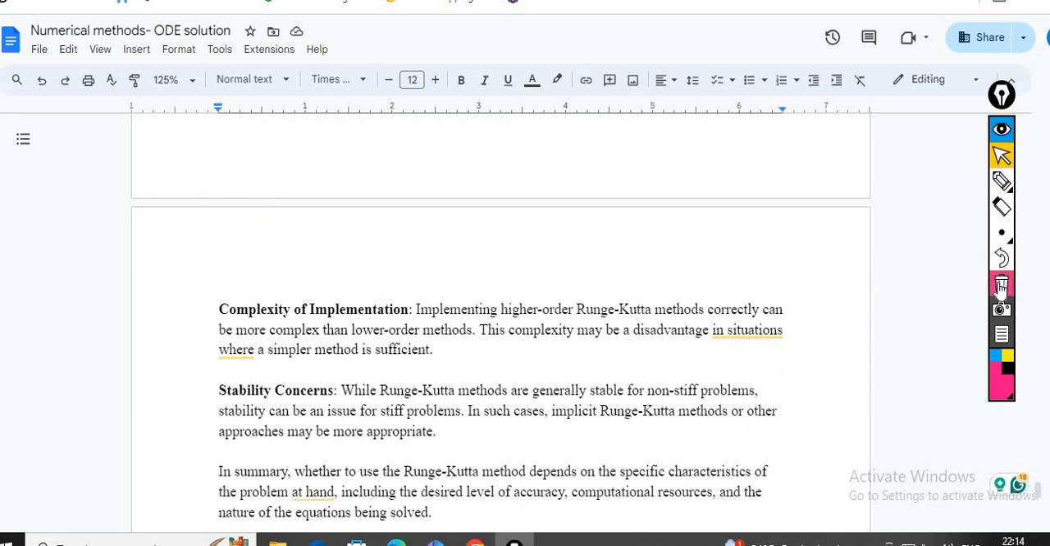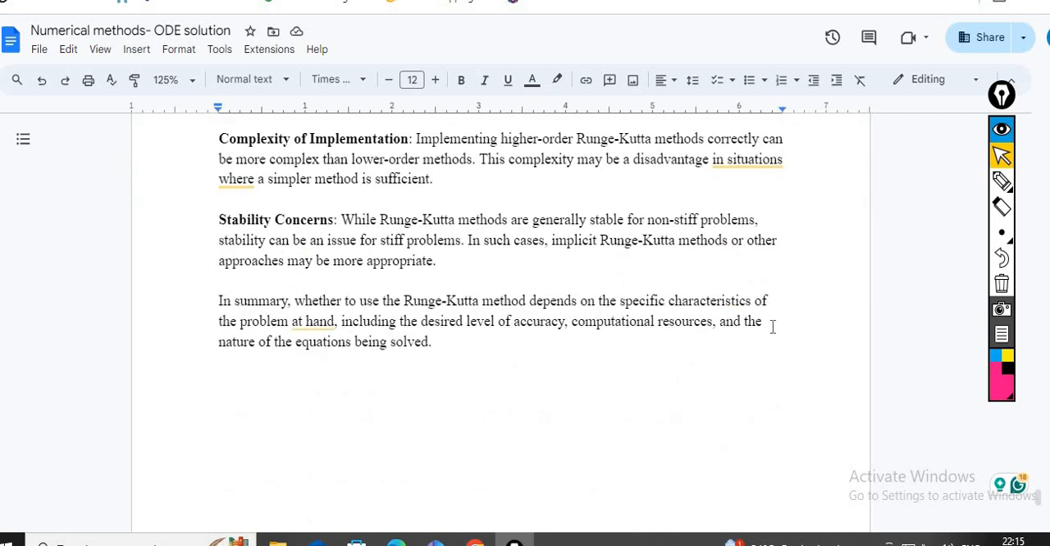So if your function is simple, then the problem is very simple, so you can write a program and solve this problem. But if the differential equation is very complicated, then problems will arise over there. So you really cannot use this method.